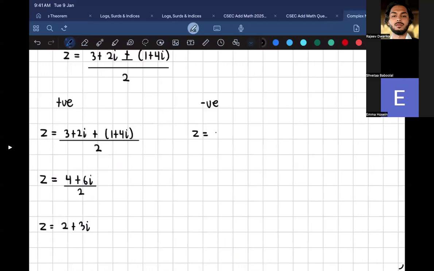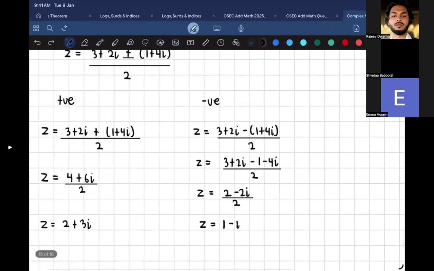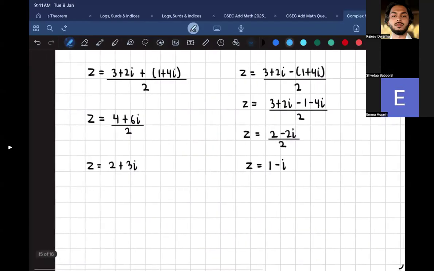Then in the negative case, z will be equal to 3 plus 2i minus 1 plus 4i all over 2. So z will be equal to 3 plus 2i minus 1 minus 4i all over 2. That's going to be 2 minus 2i all over 2. So that's going to turn to 1 minus 1i, which is 1 minus i. Do you guys understand this?